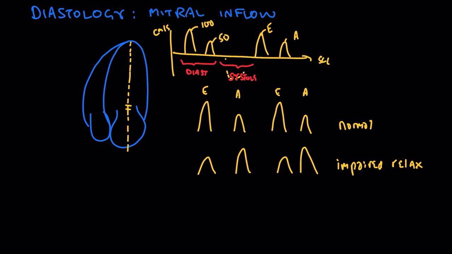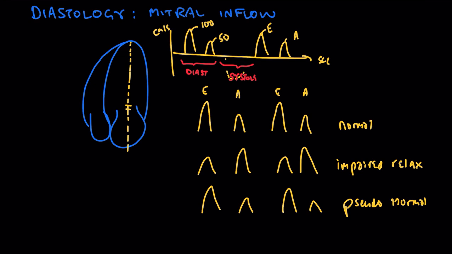All right, and then what's the next pattern? This is where things get confusing for many people. So the pattern looks like this. E wave is larger than A wave, and this is called a pseudonormal pattern.